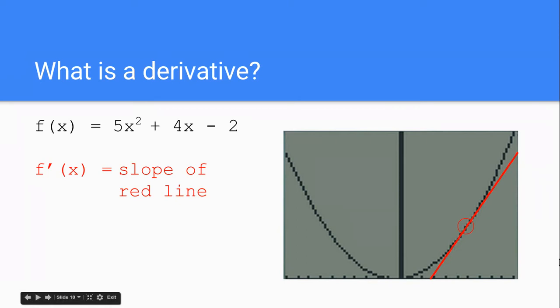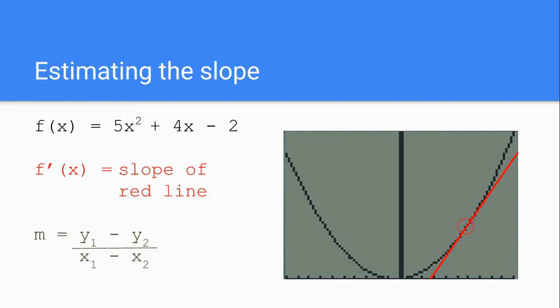And so before we look at how to actually find the derivative, we're going to look at how to estimate a derivative. We're going to estimate the slope of this line. So the slope of a line is simply m equals y1 minus y2 over x1 minus x2. That's the simple equation for a slope you probably learned in high school or even middle school.